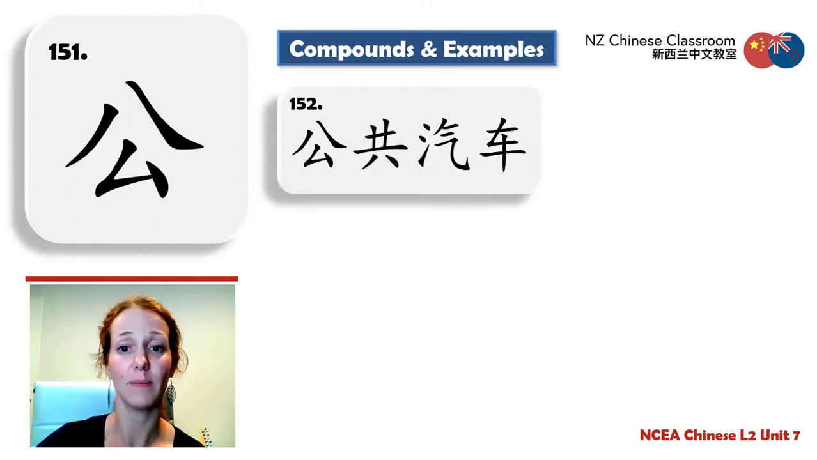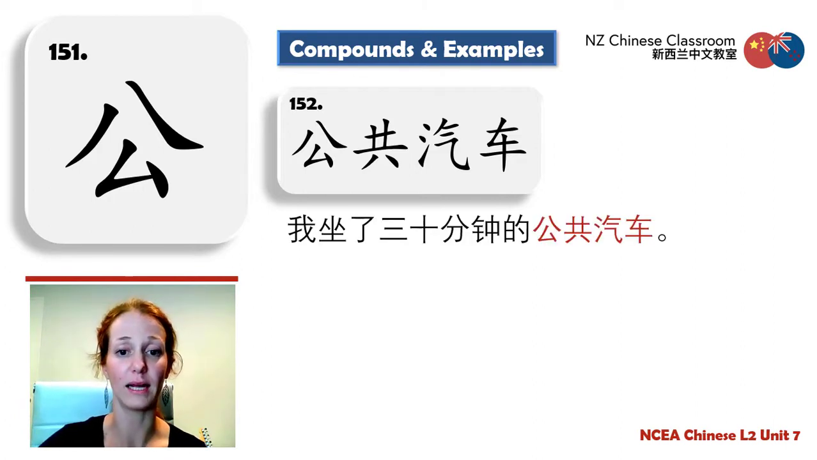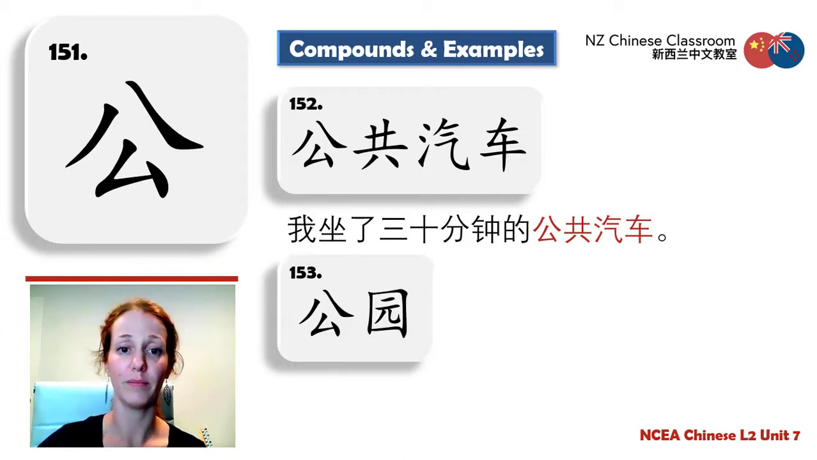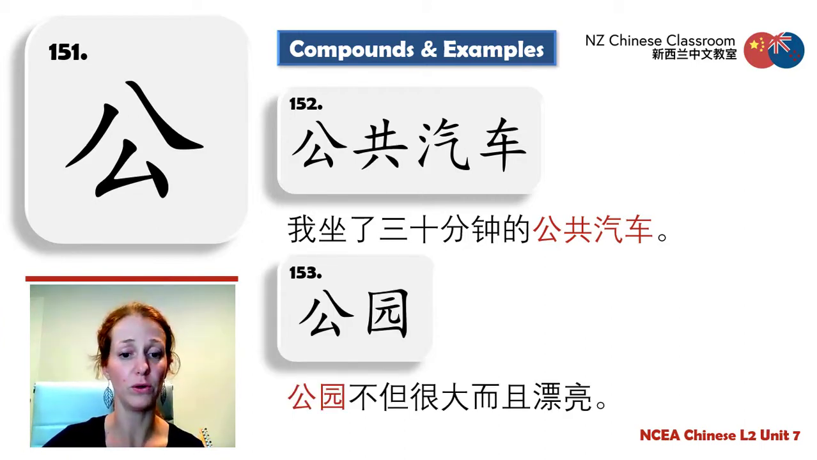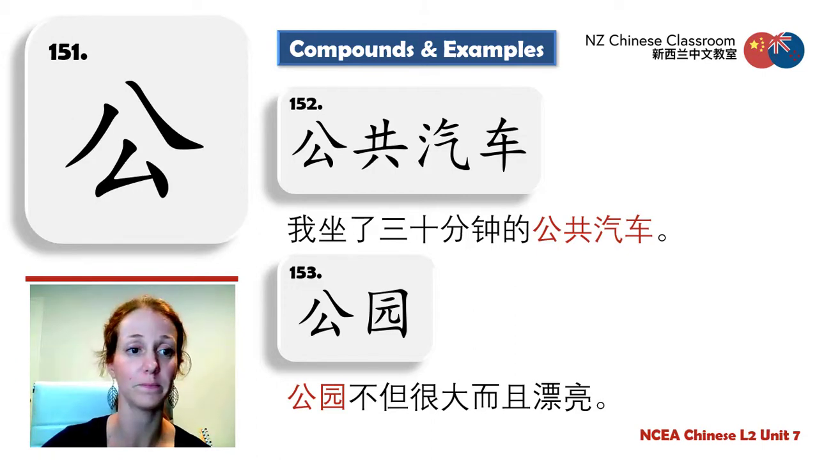好的，公 public. So a few of these you might know already, so it's really easy learning. 公共汽车 a bus, so a public car, a bus. 我坐了30分钟的公共汽车. I took the bus for how long? 30 minutes. 很好。公园 park, public park. 公园不但很大，而且漂亮. So the park is not only big, it is also beautiful. 不但而且 not only but also.